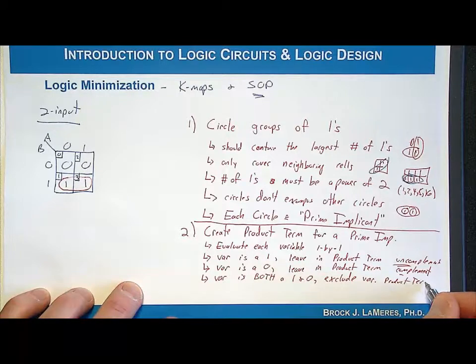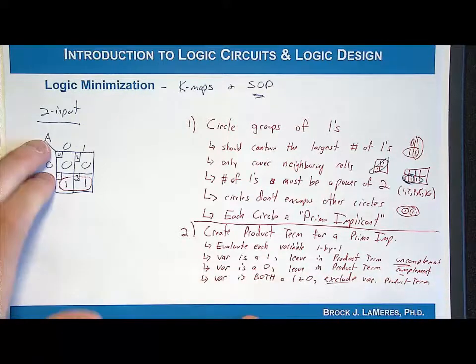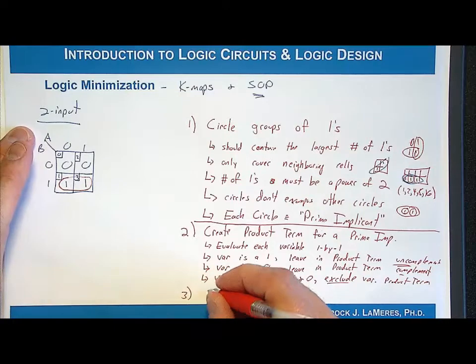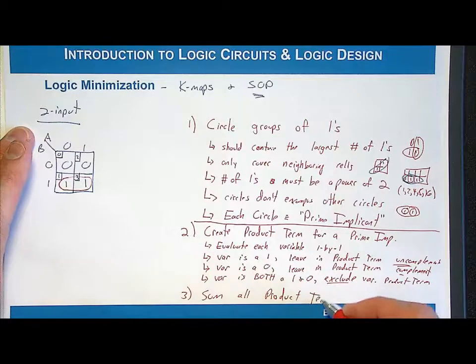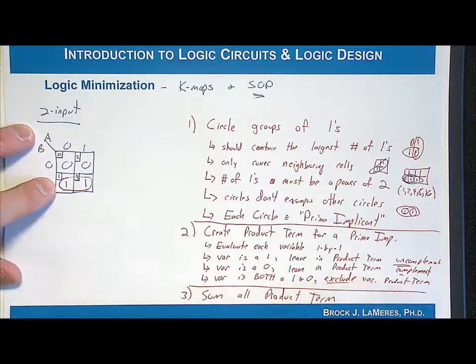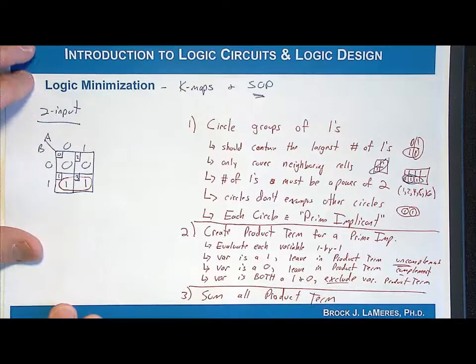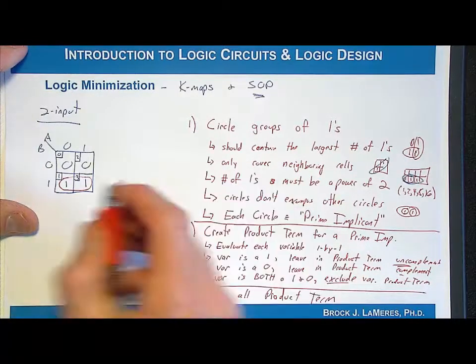Okay, so we got that. And what we're going to do is create a product term for each prime implicant. The final thing that we do is sum all product terms. And that gets us finally to the sum of products. So let's apply this to the 2-input Kmap. And you get used to this by doing example after example. So let's take a look at this.